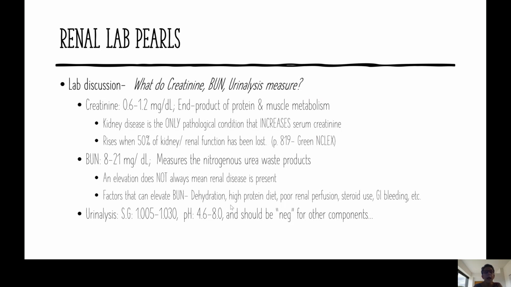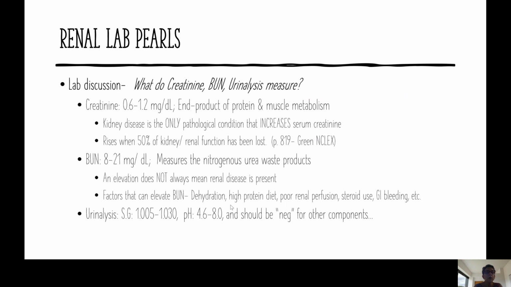Most importantly, creatinine, BUN, and urinalysis, those are like the first places to start. Creatinine normal level is 0.6 to 1.2 milligrams per deciliter, and that is typically in the male. Women are a little bit lower, like 0.5 to 1.1 or 1.0. This is the end product of protein and muscle metabolism. As you see here, kidney disease is the only pathological condition that increases serum creatinine.